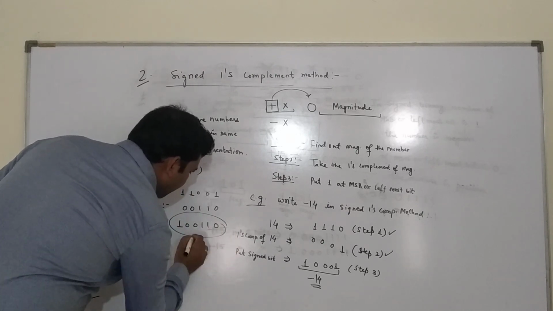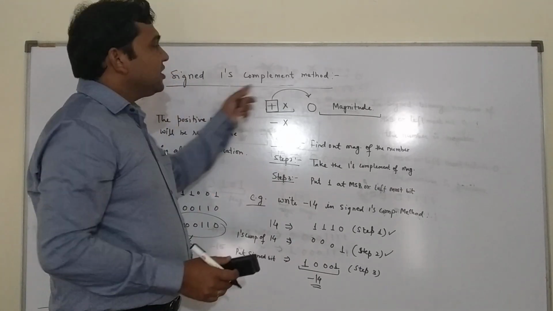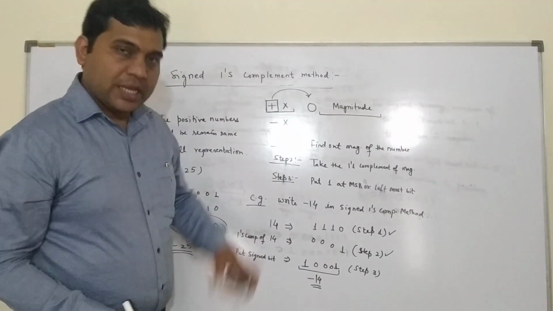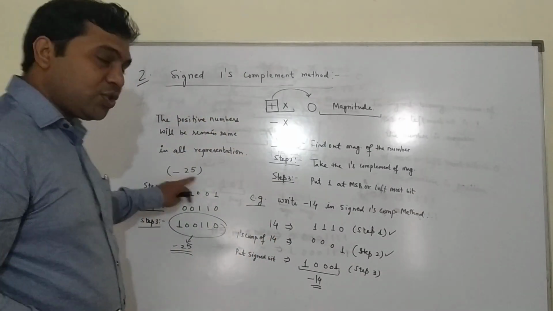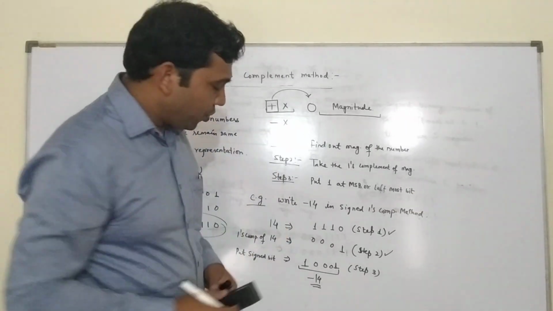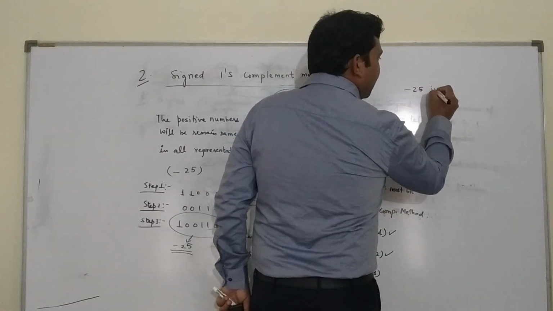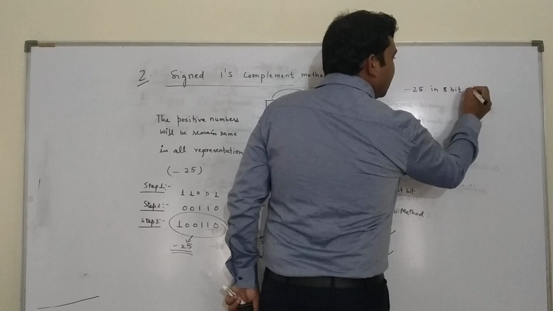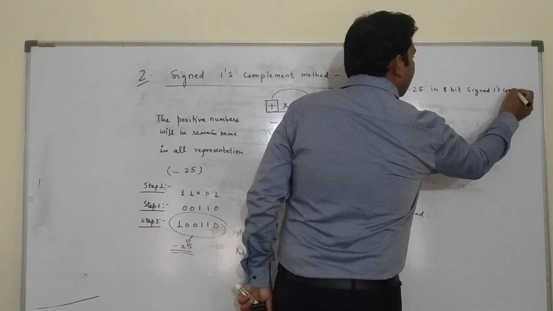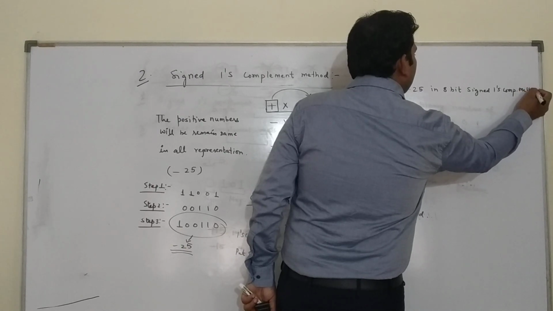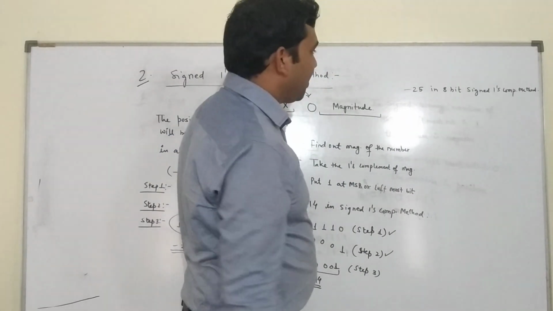This number is minus 25 in signed ones complement method. Suppose you wanted to write the same number, minus 25, in 8 bit. How to write minus 25 in 8 bit signed ones complement method?